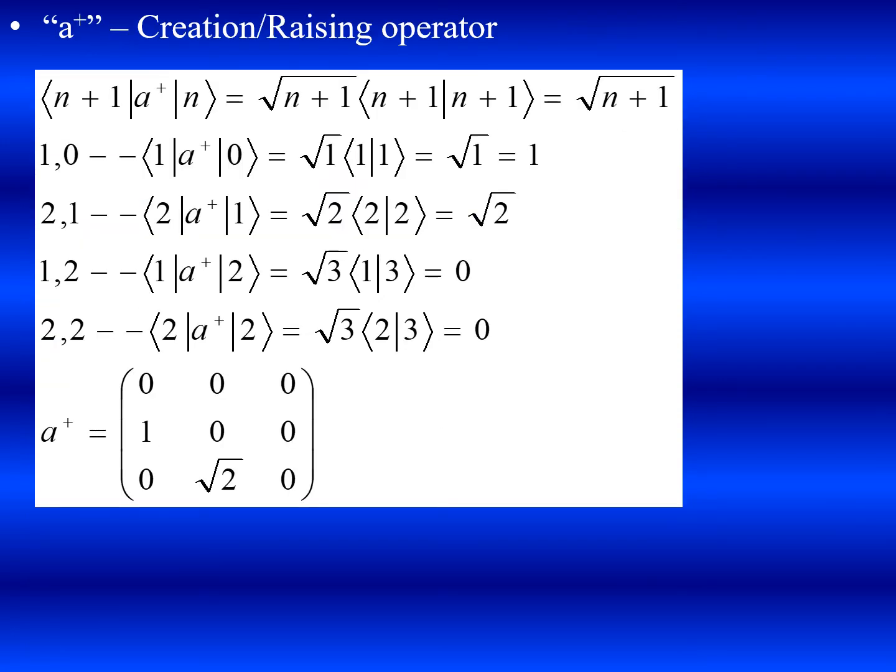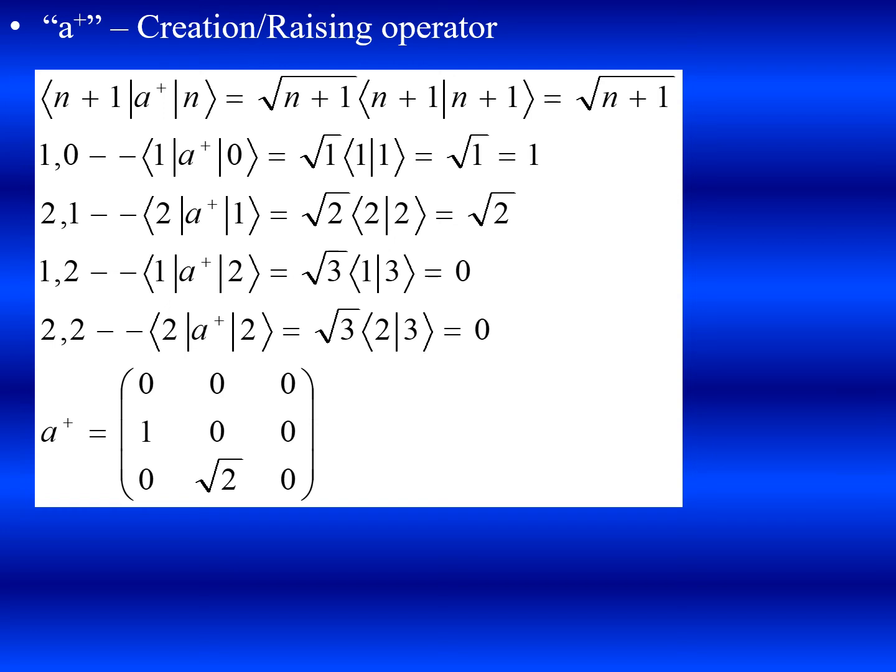So for a†, take the element 1,0: n+1 is equal to 1 and n is 0. So a† acting on 0 is √1, and ⟨1|1⟩ is delta 1,1, so it is equal to 1. If you take 2,1, that is ⟨2|a†|1⟩, a† acting on 1 is √2, and this is delta 2,2, equal to 1. So the answer is √2. Suppose you take another case, 1,2. In that case it is ⟨1|a†|2⟩. So a† acting on 2 is √3, and ⟨1|3⟩ is delta 1,3, which is equal to 0.